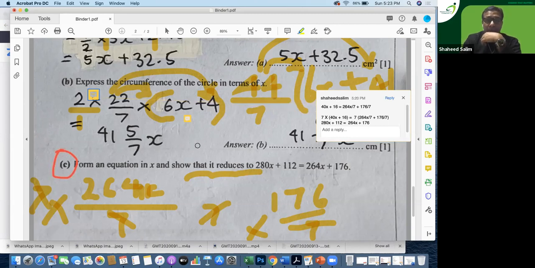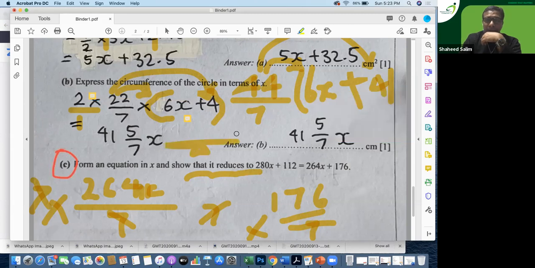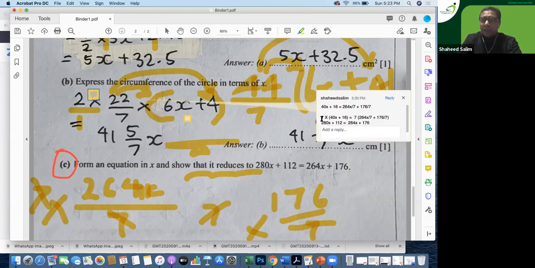But remember the seesaw, right? If you increase the weight by 7 times down here, you must also increase the weight down here by 7 times. Otherwise, it won't be balanced. An equation is a balance. It must be equal. Even my hand is disappearing. All right, so that's why I times by 7 and I times this whole thing by 7. Do you understand? So you see, times 7, you get 280x. You see, now it falls into place. Plus 112 equals to 264x plus 176. Proven. So once you show like that, you write down here below, proven in bracket.